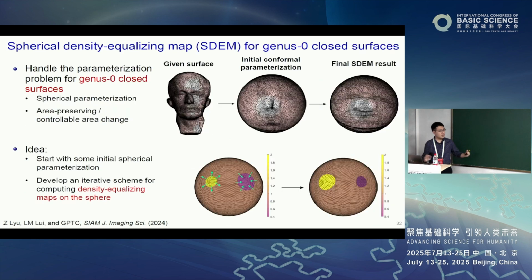So after talking about these simply connected and also multiply connected open surfaces, we would also like to extend our work to other surface topologies. One natural next step will be the spherical topology. That means genus zero closed surfaces.